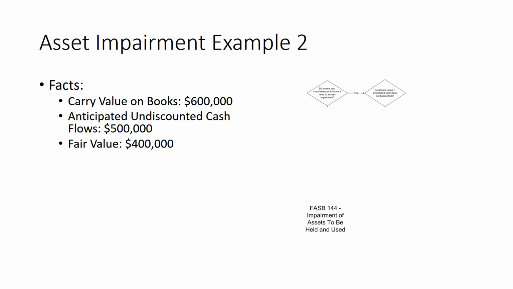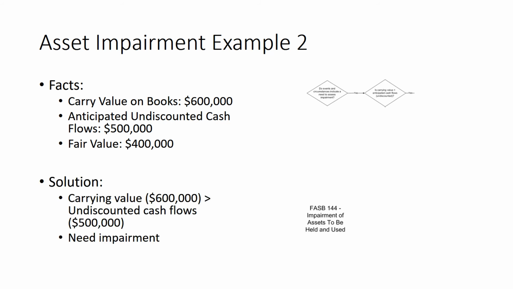Let's take a look at a second example. In this case, we have a long-term asset. The carrying value on the books is $600,000. However, the anticipated undiscounted cash flows is $500,000, and the fair value remains at $400,000. So we go to our decision tree of whether the carrying value is greater than the undiscounted cash flows. In this case, the carrying value at $600,000 is greater than the $500,000 of undiscounted cash flow. Therefore, we need to do an impairment.